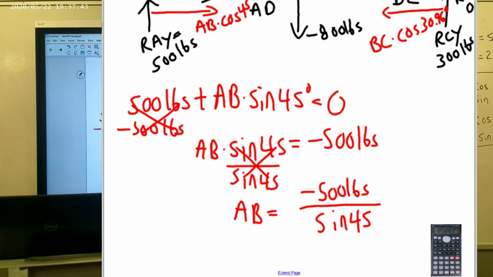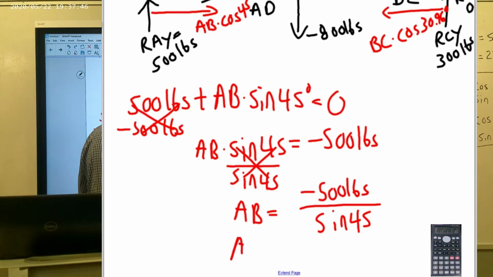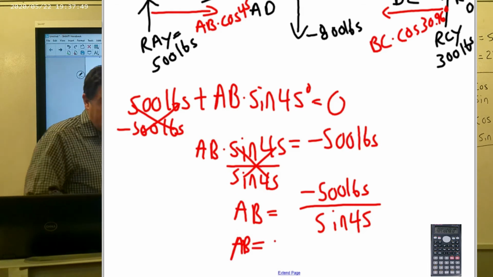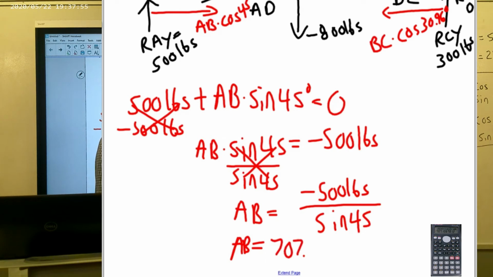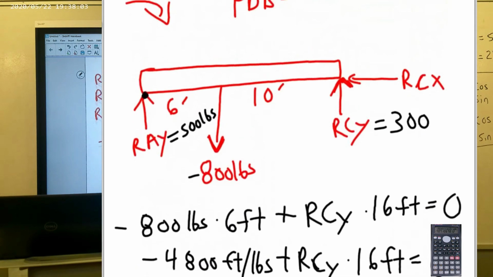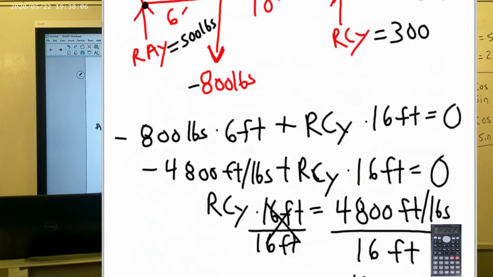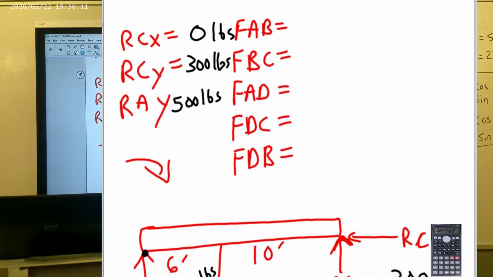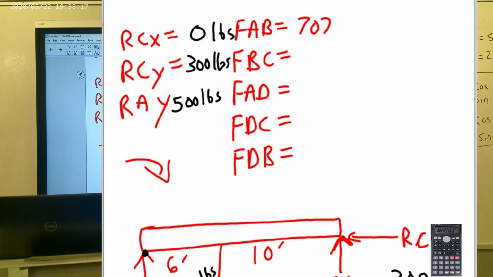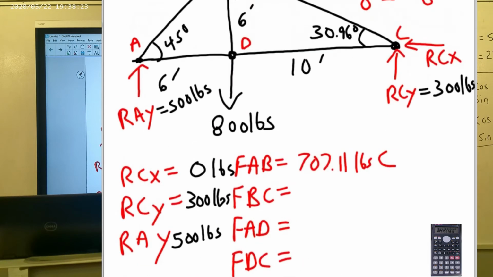So in this case, we have AB equal to 707.11 pounds of compression. So 707.11 pounds compression, and let's start updating. We need to update everything. So that was member AB that we found. So we just found the force of AB. 707.11 pounds compression. And I'm going to go up here and I'm going to label my drawing.